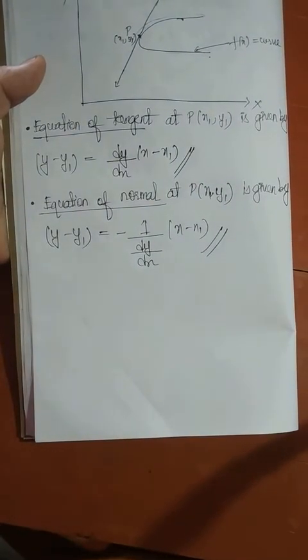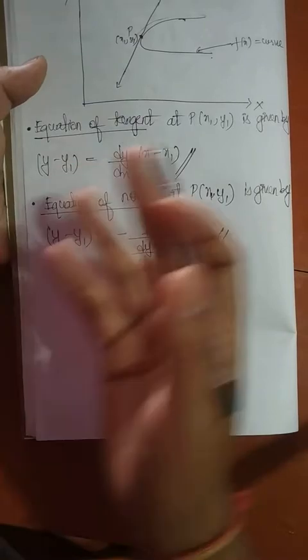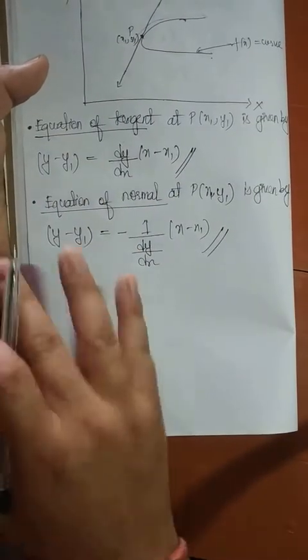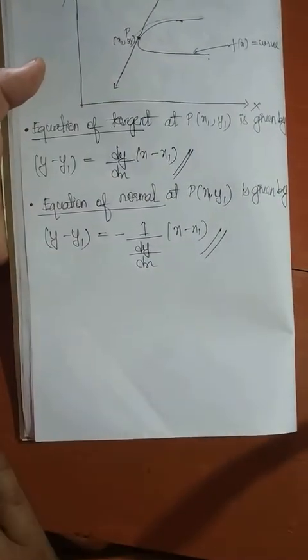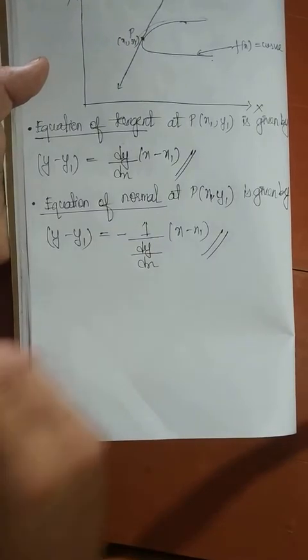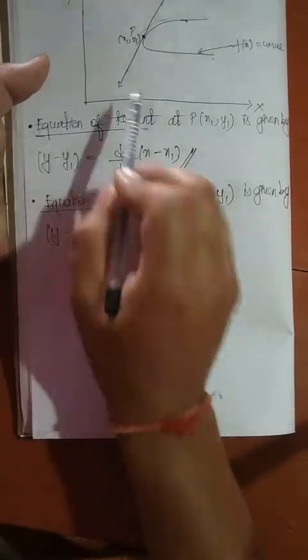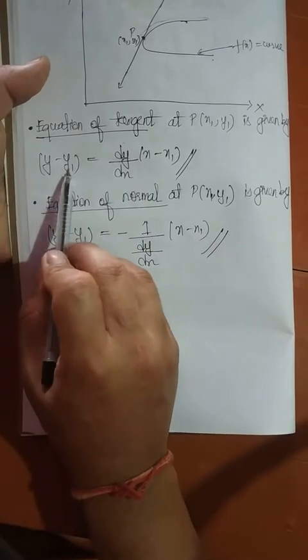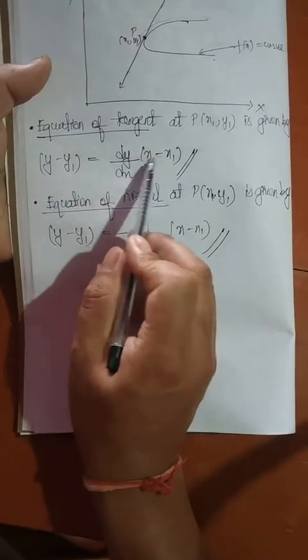In class 10 we used to write slope as m and tan theta, but here, since we are doing differentiation in this chapter, application of derivatives, there has to be dy by dx. Hence the equation of tangent goes like this: y minus y1 equals slope of tangent times x minus x1.